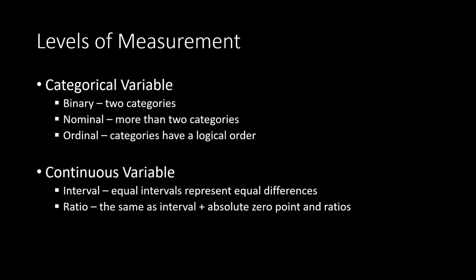So, to summarize the levels of measurement, we can split variables into categorical and continuous. Categorical variables where entities are divided into distinct categories can be binary, nominal, or ordinal, and continuous variables where entities get a distinct score can be interval or ratio. Hopefully this gave you a good overview.